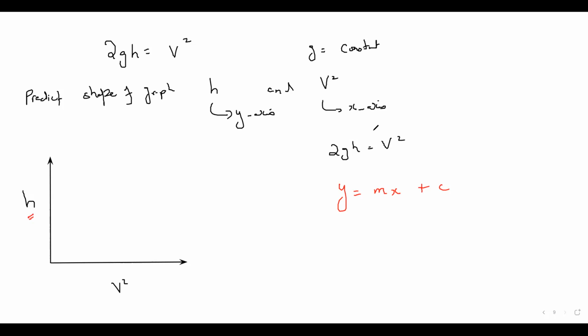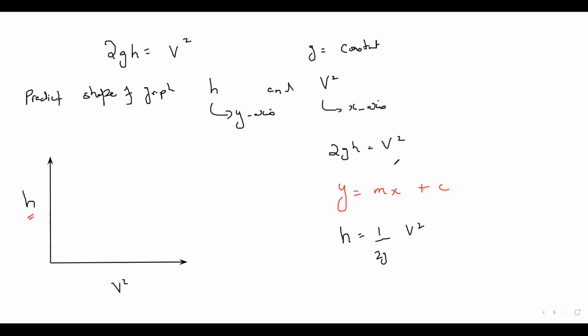So first I have to rearrange this equation. When I rearrange this equation, 2g is multiplied, so on the other side it will divide. So it will come out h equals 1 by 2g into v square. Is it clear? Is it clear what I did?